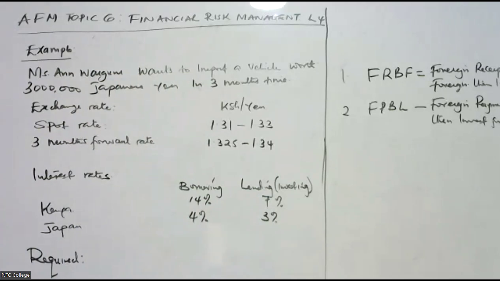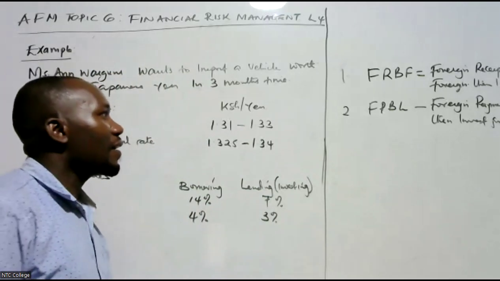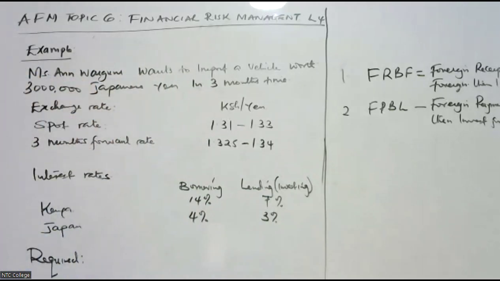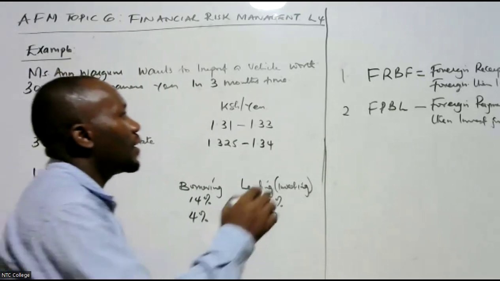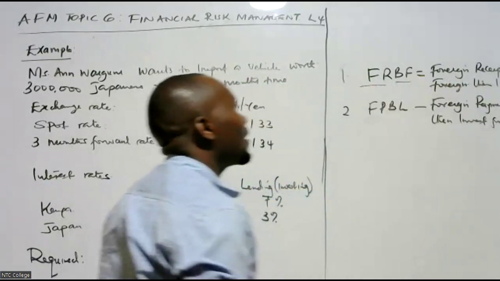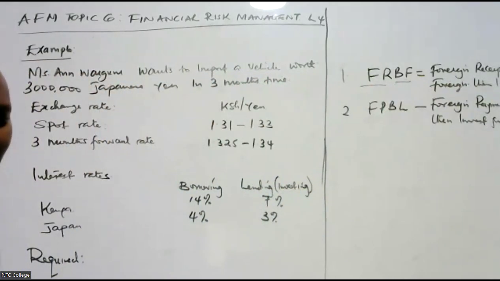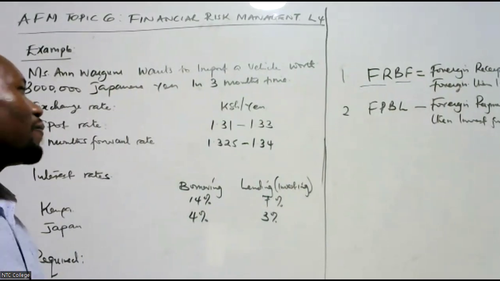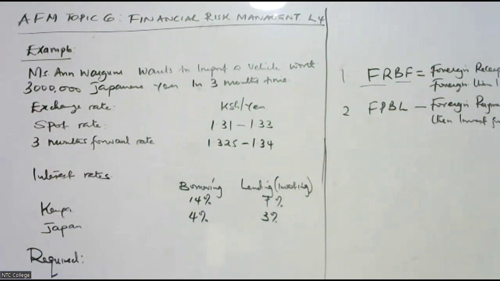Remember those formulas? Foreign receipts: foreign boyfriend buys land, FRB, foreign borrow, then buy local. And for foreign payments, we have investment in foreign land while borrowing in local.